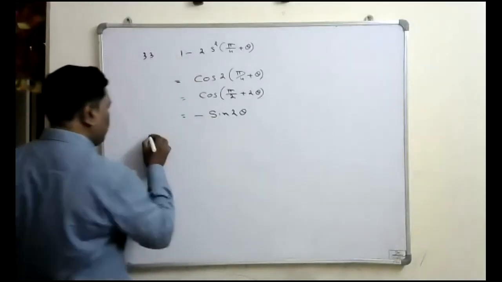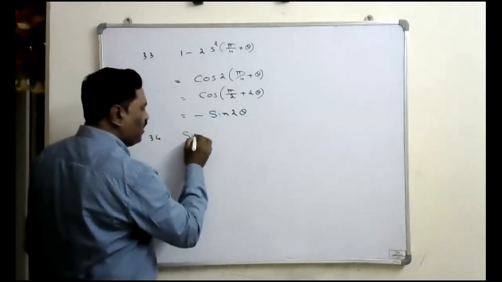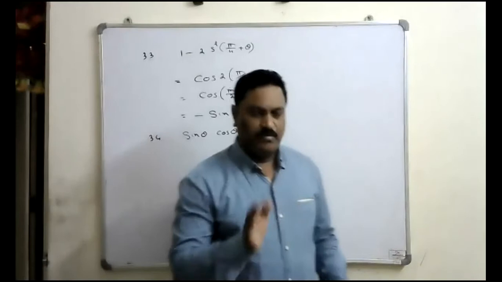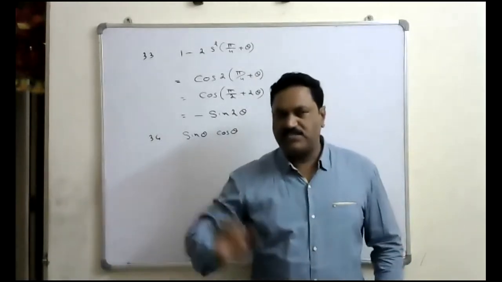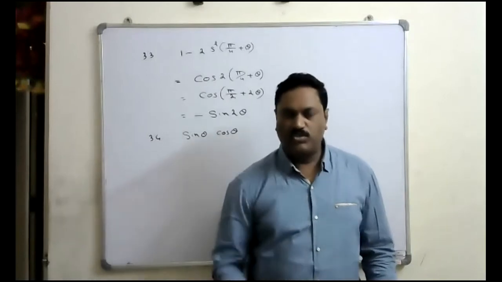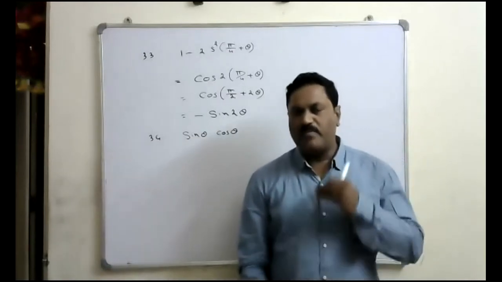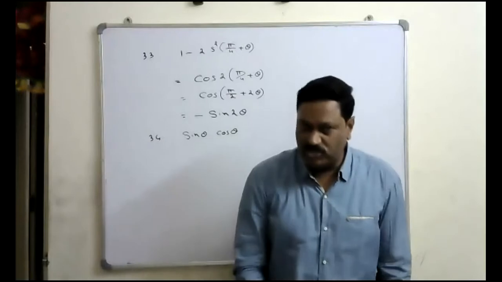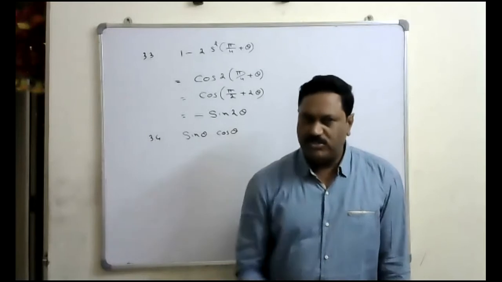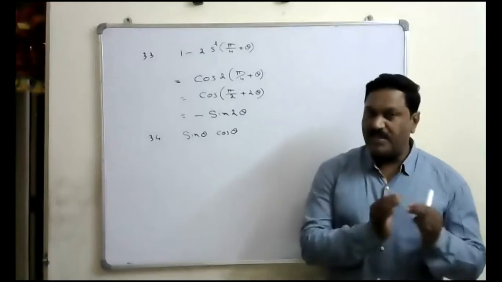Okay, look at this 34th problem. I want to find the least value of sine theta into cos theta. We know the minimum and maximum value of sine theta separately, and of cos theta separately: the minimum is -1 and the maximum is 1. To find the minimum or maximum of any trigonometric expression that has more than 2 trigonometric ratios, first convert them into a single trigonometric ratio.